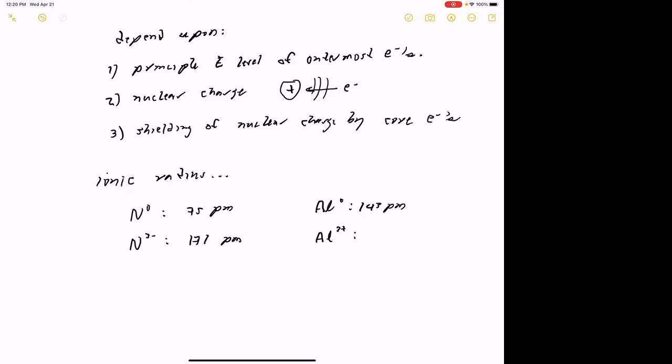So now I'm removing electrons. Same number of protons, but I'm removing electrons. So are the remaining electrons going to feel more nuclear charge or less? What do you guys think? More or less nuclear charge if I take away electrons, the remaining ones?